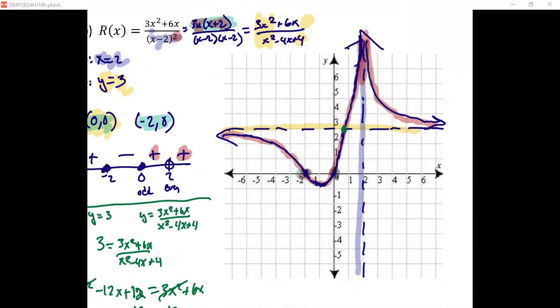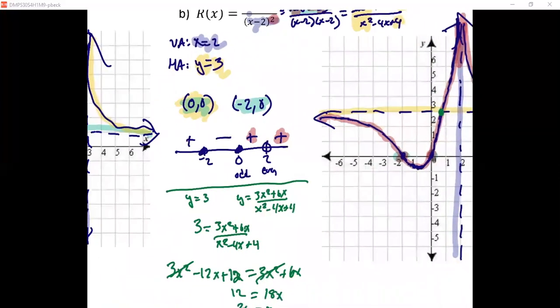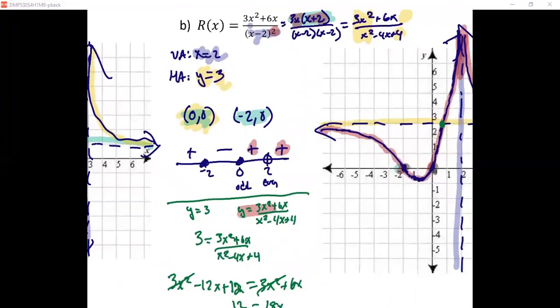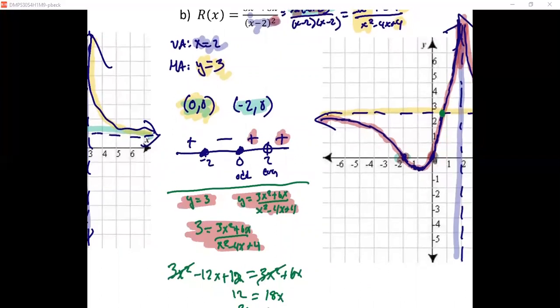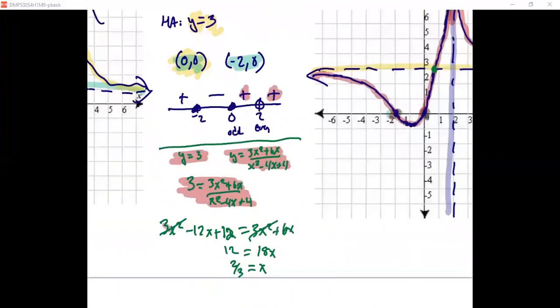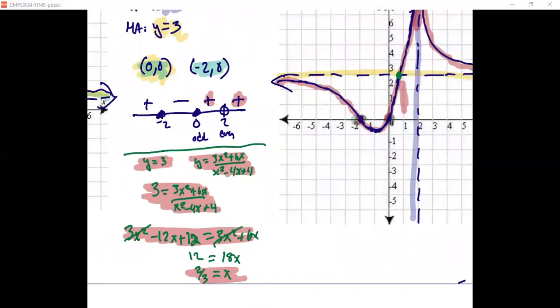So how do you know where it's going to cross the horizontal asymptote? It's going to cross when the function that I'm working with equals the horizontal asymptote. So I really just set those equations equal to each other, basically solving the system of equations. And in solving that system of equations, I cross multiply and then solve for x. So x equals 2/3. And if you notice, I have that point right up there. X equals 2/3 is where those two functions cross each other.